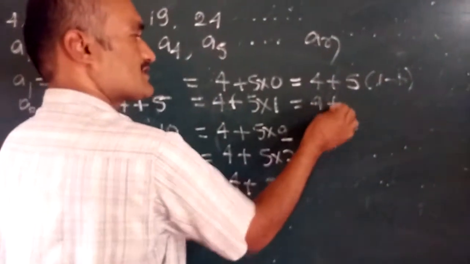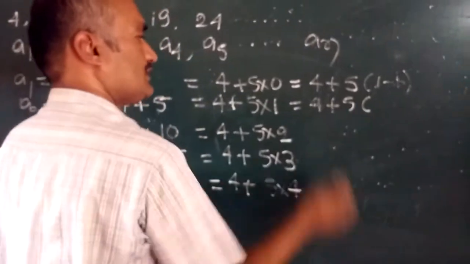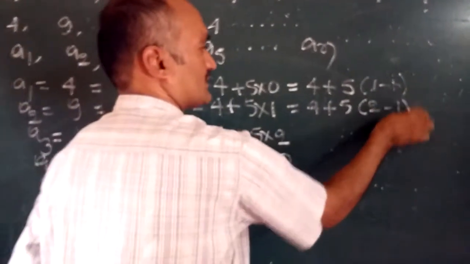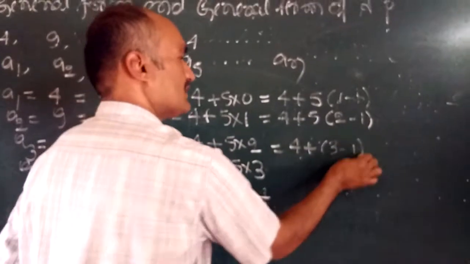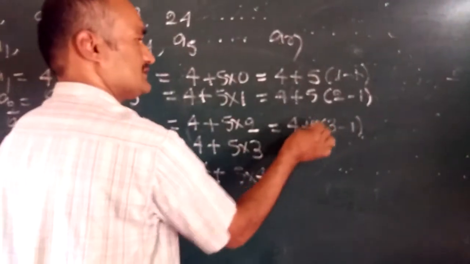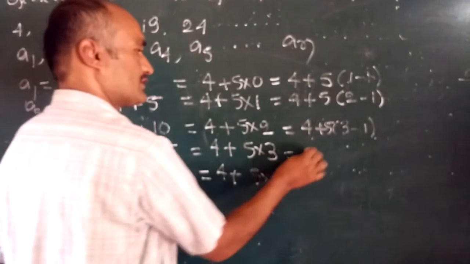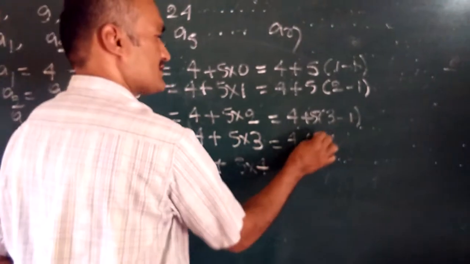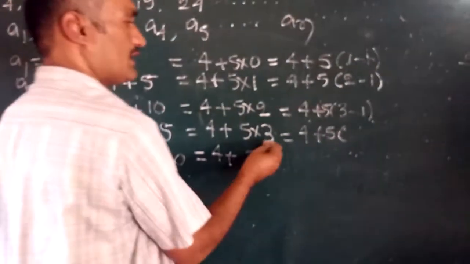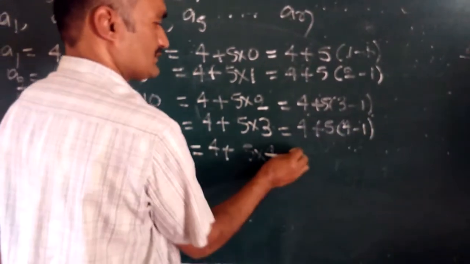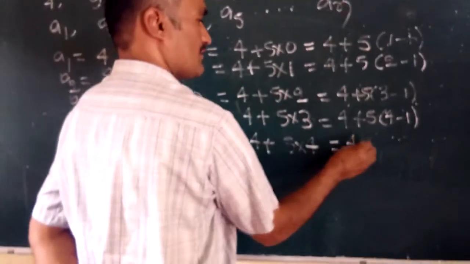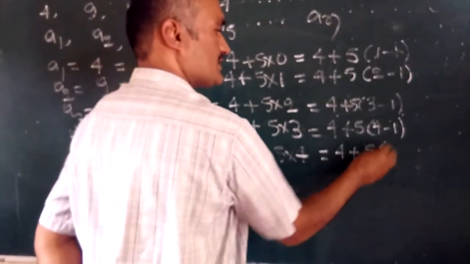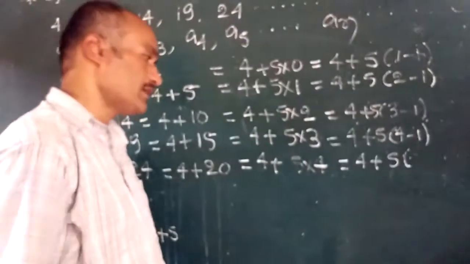This 4 plus 5 into this I can write as 2 minus 1. 2 minus 1 is 1 only. So here 4 plus, this I can write as 3 minus 1, that is 2. So 5. Here 4 plus 5 as it is, into 3 I can write as 4 minus 1. The fifth term I can write as 4 plus 5, no change to that 5 because everywhere 5 is there, let it be 5 as it is.